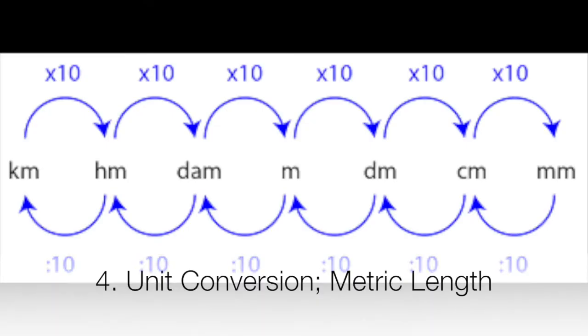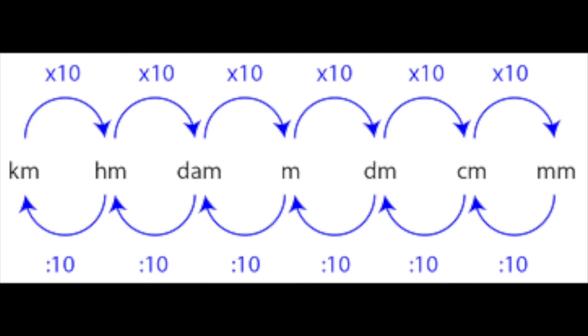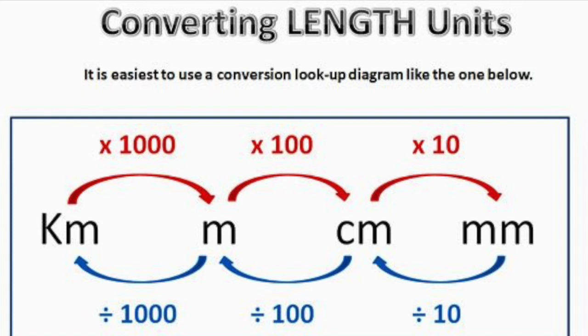Finally, we get to the topic of unit conversion. Conversion means change from one to another, so we change from one unit to a different unit within the metric system. And when we say metric system, of course we talk about length. And we will use the units kilometer, meter, centimeter, and millimeter.